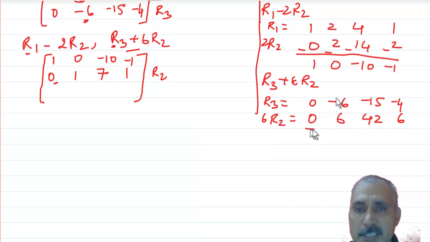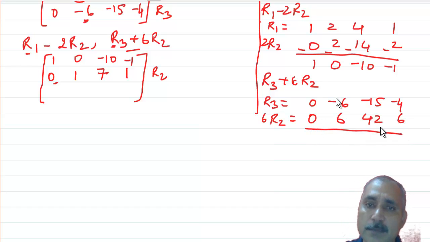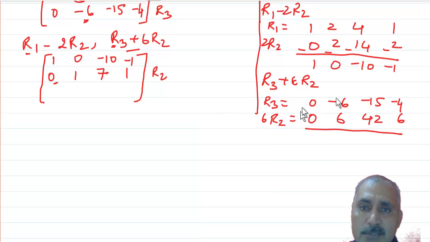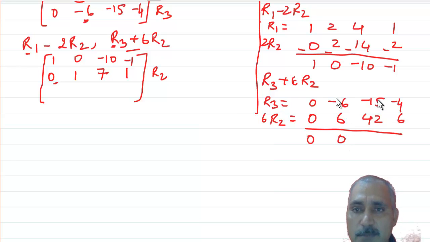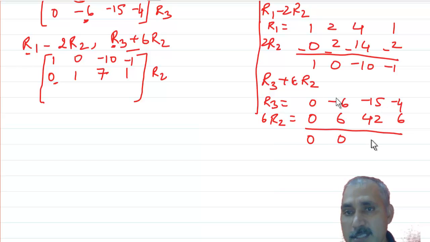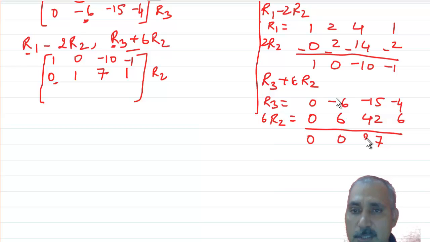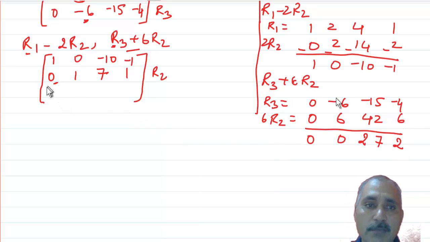We will not be changing the sign of this one because we are adding, sign will remain same. So it is going to be 0, minus 6 plus 6 will become 0, minus 15 plus 42 is 27, and minus 4 plus 6, signs are opposite, so it will become plus 2. Now we will write that number here: 0, 0, 27 and 2.